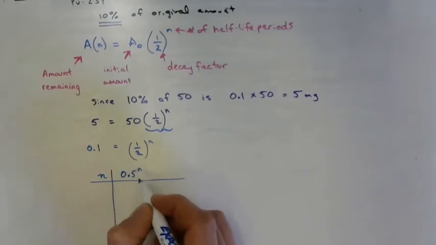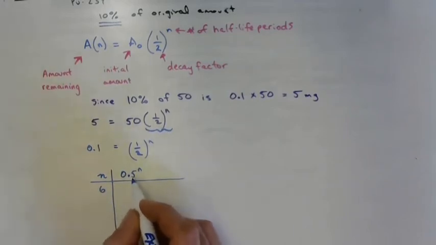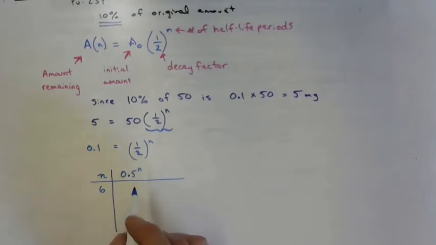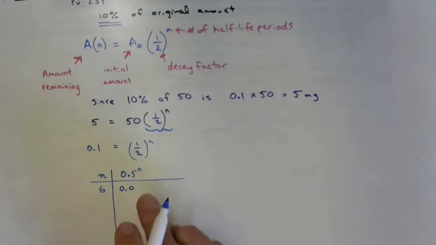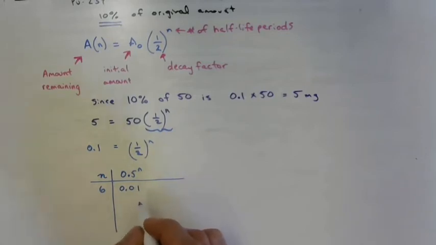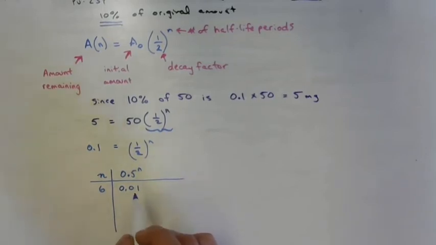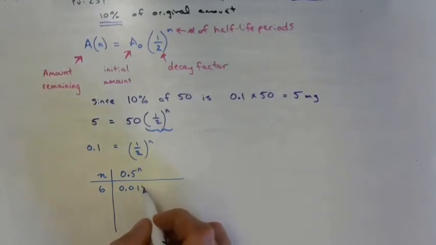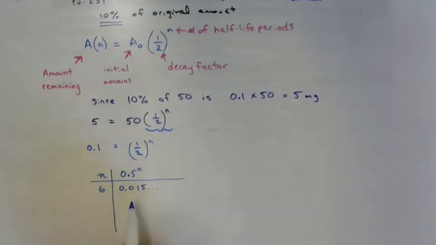Like 6. Okay, go for it. Type 0.5 to the power of 6. What do you get? 0.015625. All right, is that pretty close? Look, you need 0.1, so you're actually 10 times too small right now.